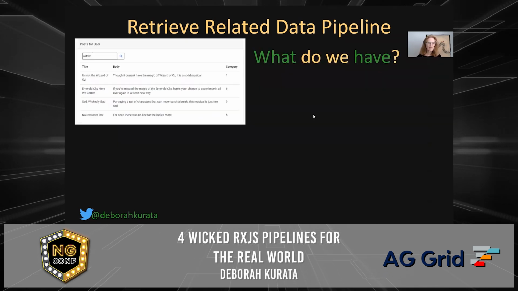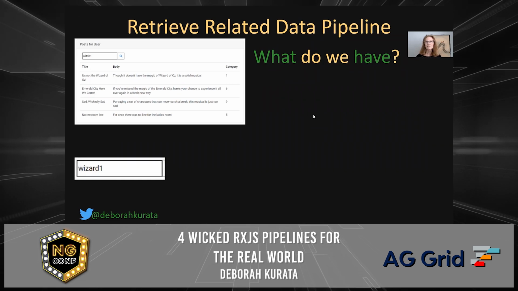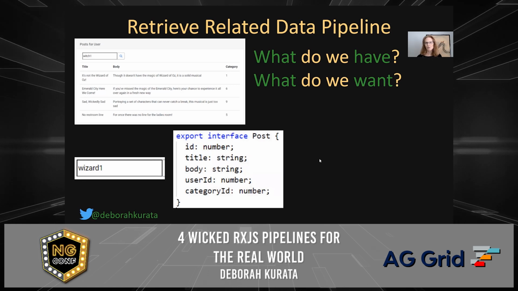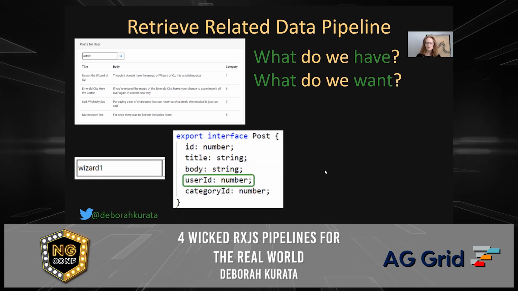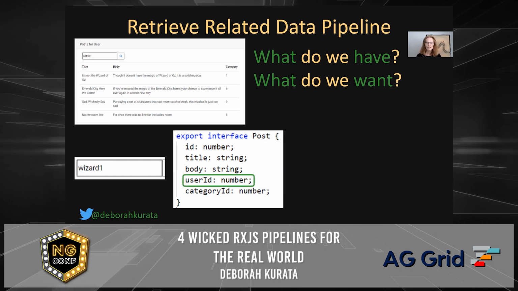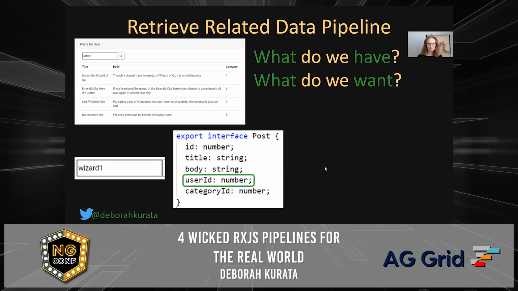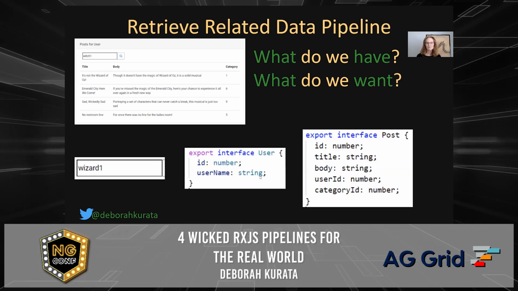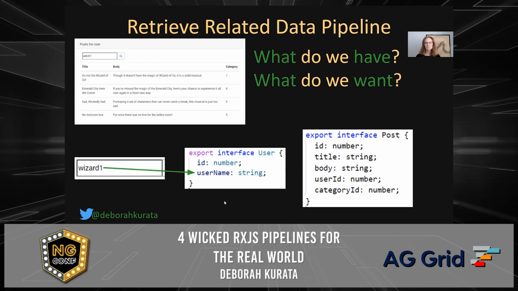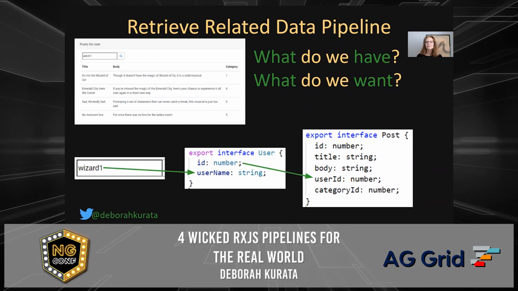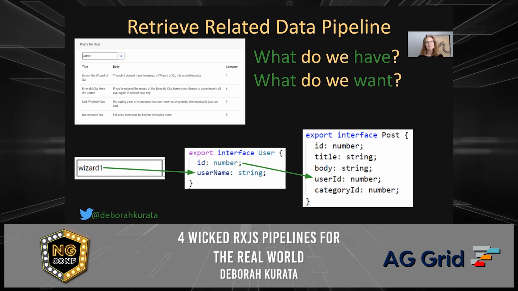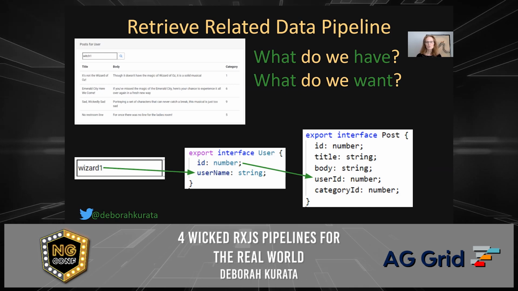So what do we have? Well, we have the typed in username. What do we want? Well, we want the list of posts. Our problem is, though, that our post has a user ID and we have the user name. So how do we deal with that? We're going to first have to get the user so that we can look up the username, get the ID, and then look up the post for that user ID. So we are retrieving the related data for the user.